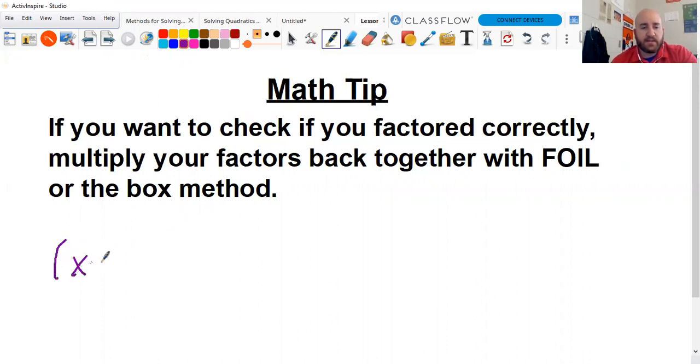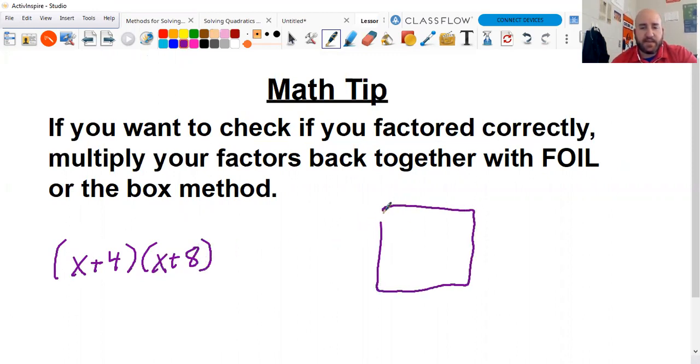So we had x plus 4 times x plus 8. Let's do the box method again. I prefer the box method. We're going to need the box method in unit 2, so might as well get used to using it. X plus 4, x plus 8. So we know we're going to start with x times x is x squared. We know we're going to start there.